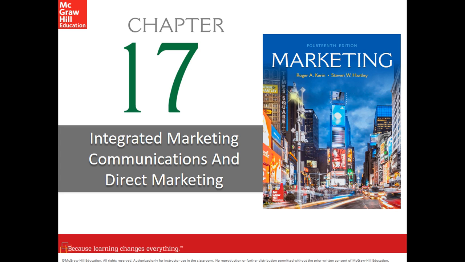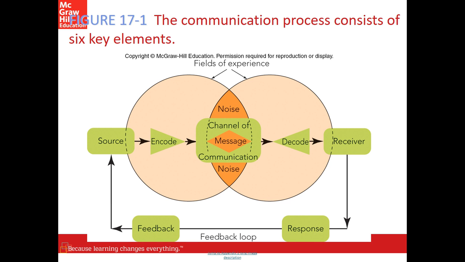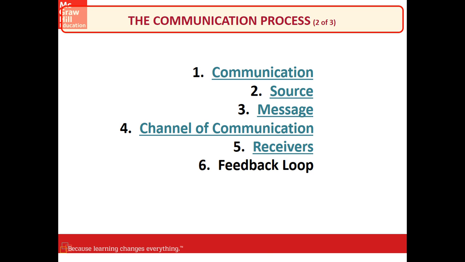In chapter 17, we talked about integrated marketing communications and direct marketing. Basically, we talked about the promotional mix, and make sure you know that. And what is the IMC, integrated marketing communications? And then you need to understand the communication process, the 6 key elements there, from the source to the message to receiver, feedback, response, noise, encoding, decoding, all those terms. Communication source, message, channel, receivers, and feedback loop.